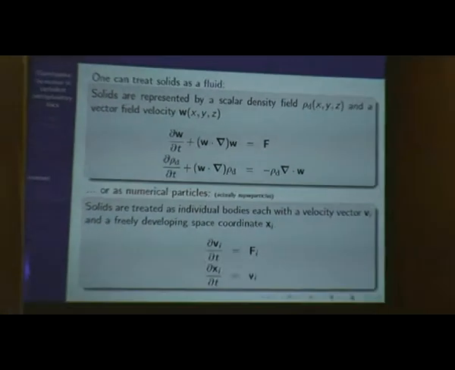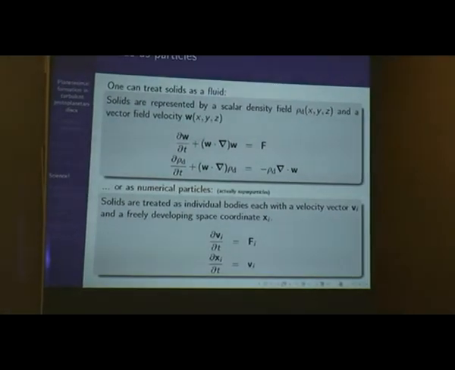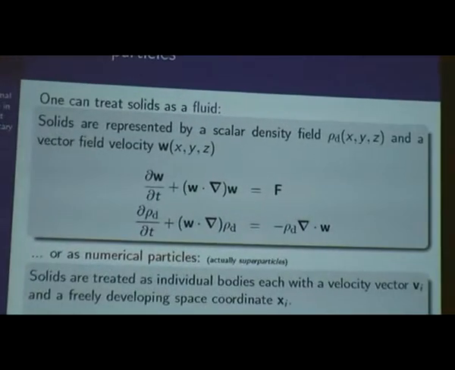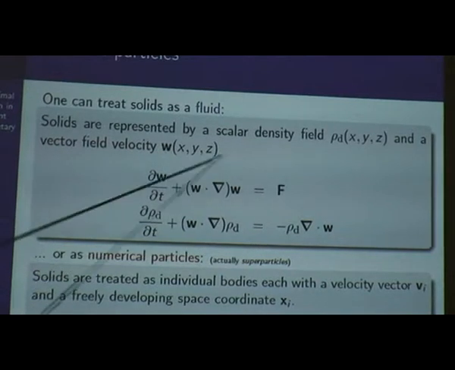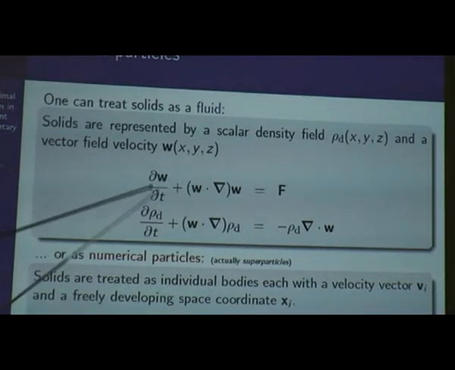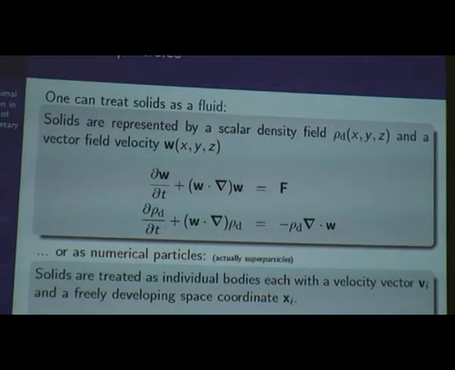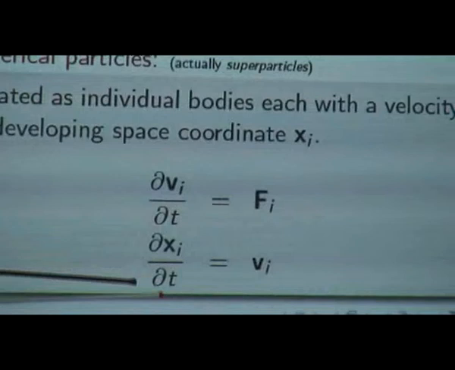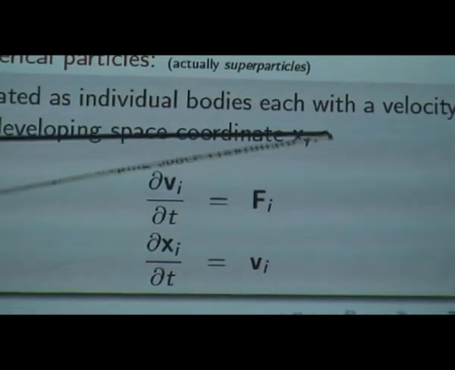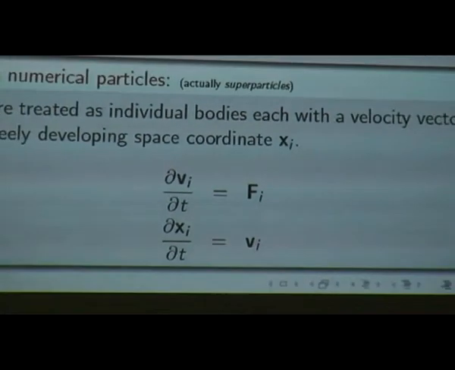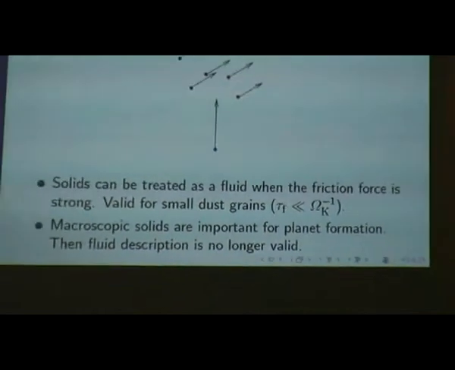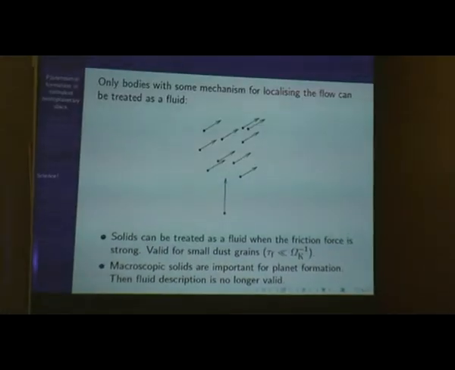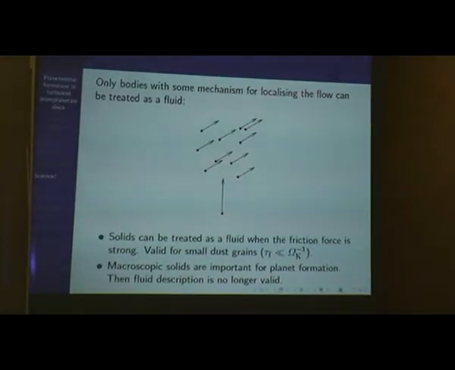And now I have to say that we don't treat particles as a fluid, because that's not really valid when you go to sufficiently big particles. So this would be treating particles as a fluid. You have this simple equation of motion and a continuity equation. But what we actually do is that we treat them as numerical superparticles, which means that each particle has its own velocity and its own position. And one can think about what is correct. Is it correct to treat particles as a fluid or treat particles as particles?